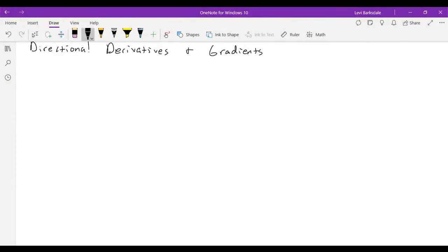So, if you recall, let's say you have a function f of x, y. Well, we can call the derivative with respect to x the slope in the x direction. We could call the derivative with respect to y the slope in the y direction. But what if we wanted to find a slope in a different direction? What if we wanted to find the slope, let's say, halfway between the x and y direction?